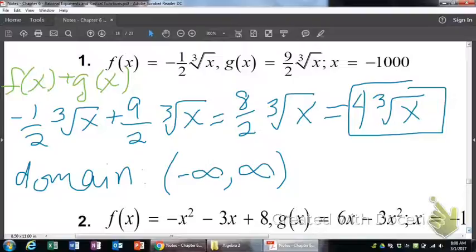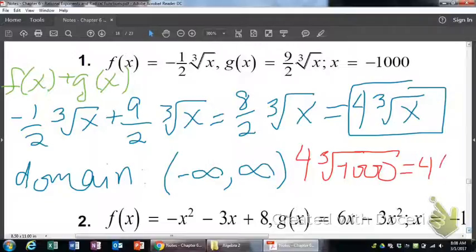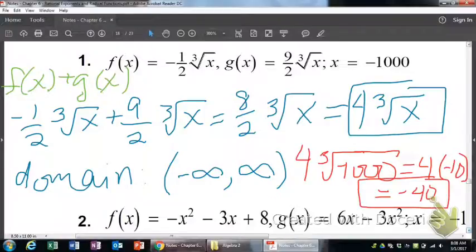Then it says evaluate for negative 1,000. So, I have 4 cube root of negative 1,000. If you put the cube root of negative 1,000 into your calculator, you'll get negative 10. So 4 times negative 10 is negative 40. So there is the final answer for using x equals negative 1,000. Take a few minutes, write that down, and then we're going to do f of x minus g of x.